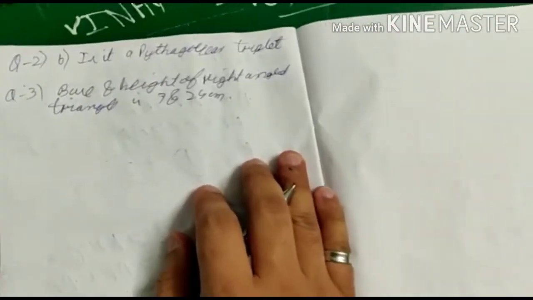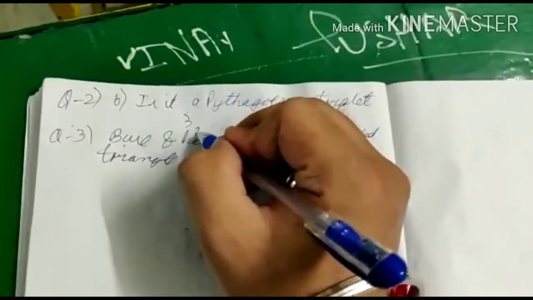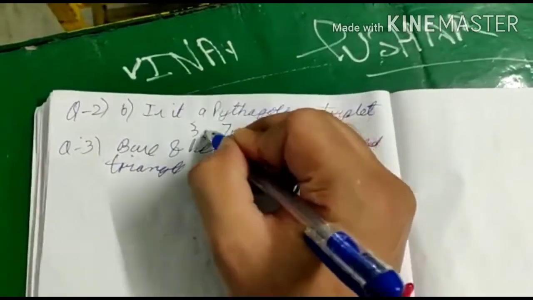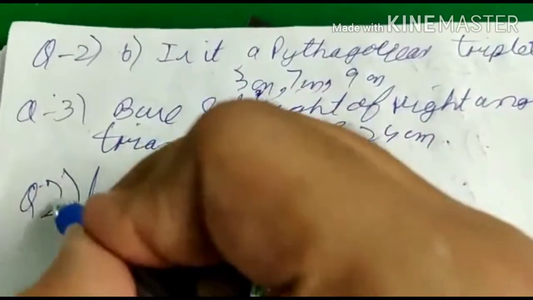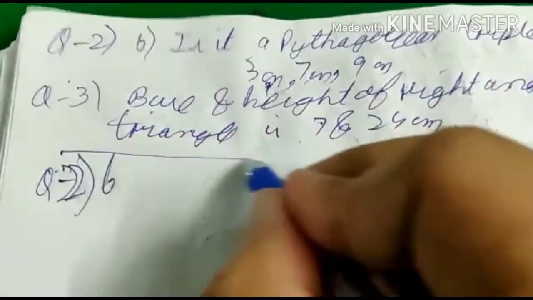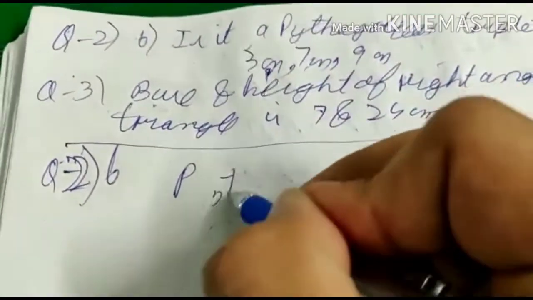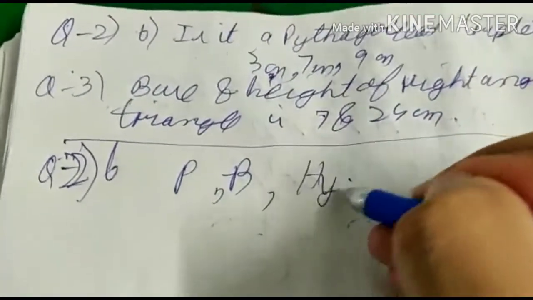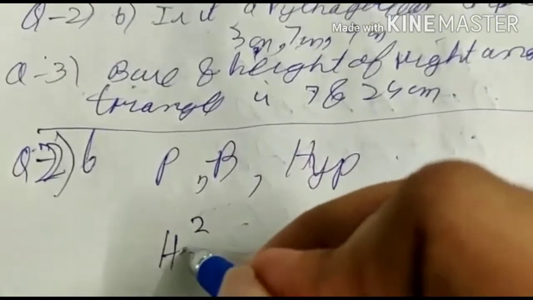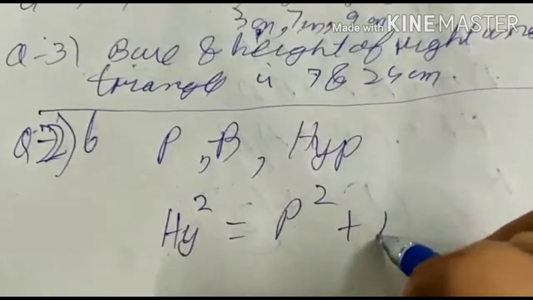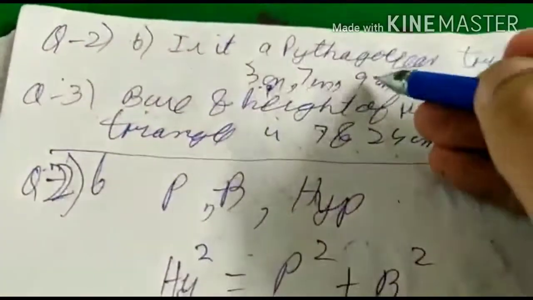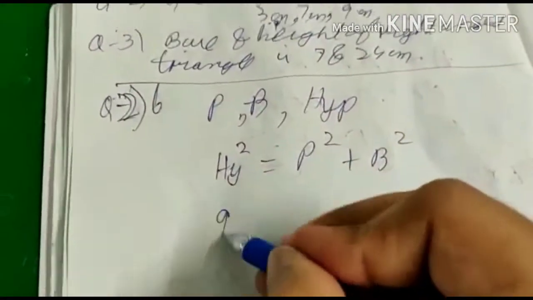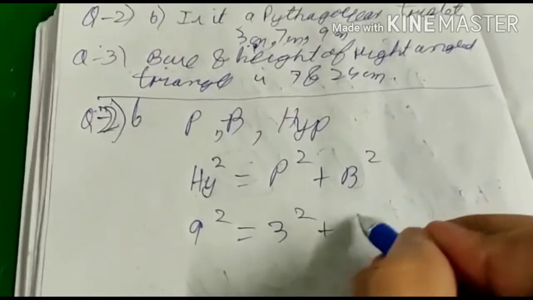So we have to prove that whether 3, 7 and 9 centimeters, is it forming a Pythagorean triplet? Pythagorean triplet means one is perpendicular, one is base and one is hypotenuse. Is h square, hypotenuse square, equals to p square plus b square or not? So hypotenuse is the longest side. Okay, so is 9 square equals to 3 square plus 7 square.